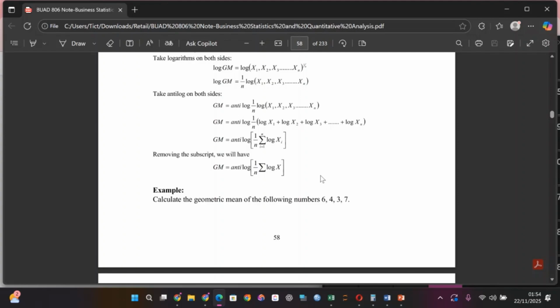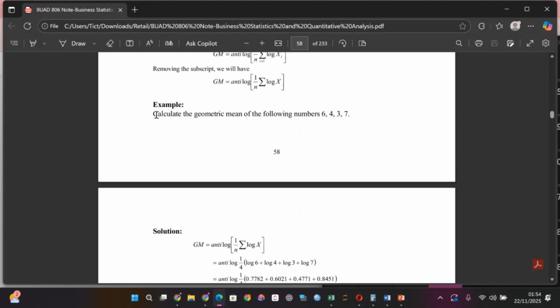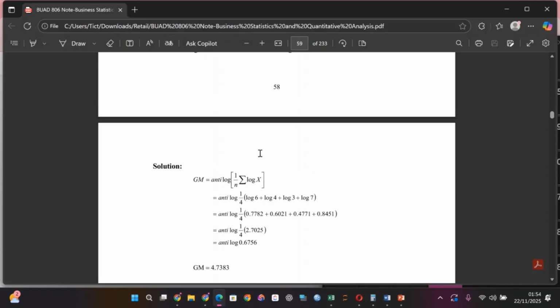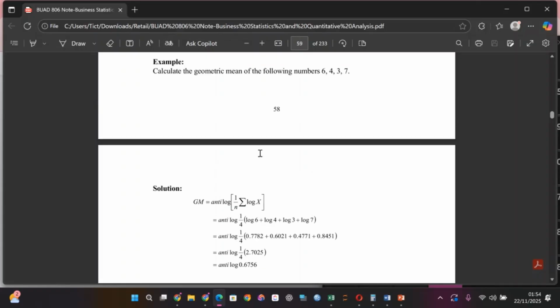Very simple. So let's assume you have to calculate the geometric mean of the following numbers. We have 6, 4, 3, and 5. Right? So these are the values. By having this, we now take the antilog of 1 over n sigma log x. So log x now, we have x1, x2, x3, x4. So we're going to add all the logs together, right?